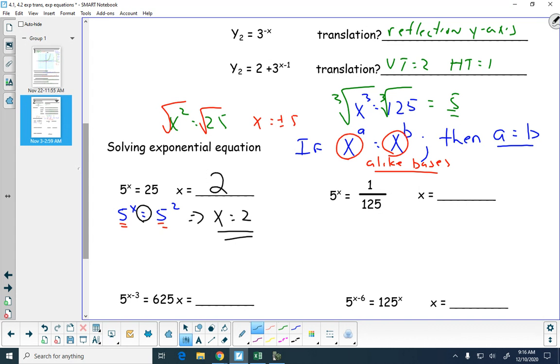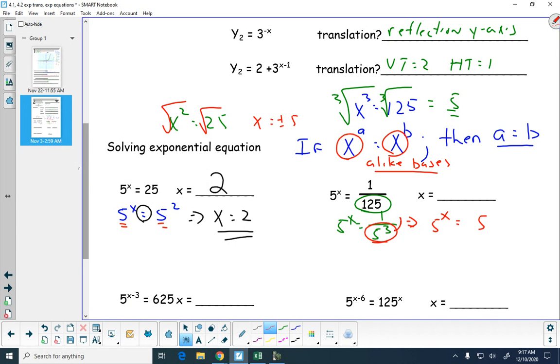We have 5 to the x is equal to 1 over 125. How can we write 125 as a base of 5? Isaac Phillips, how can we write 125 as a base of 5? 5 cubed. 5 to the third power. So we have 5 to the x is equal to 1 over 5 cubed. Now, using our knowledge of exponents, I need to get 5 to the x is equal to 5 to some power.